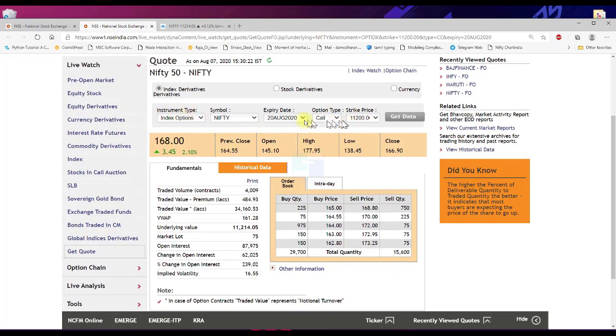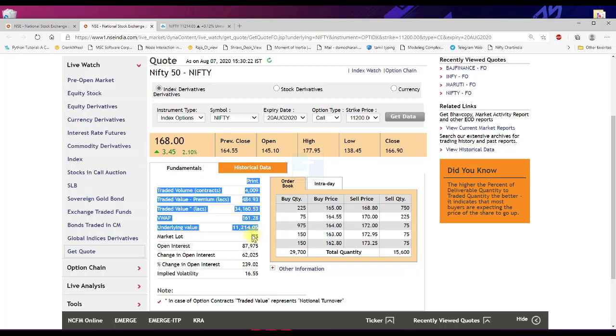So it is the expiry date of 20th August. This is a call, the 11,200 strike. What is the price here? What is the previous close? What is the open, high, low? It's almost like shares. Everything will be there. This is the market depth, and these are the traded volumes, all those things, and here the market lot will be there.